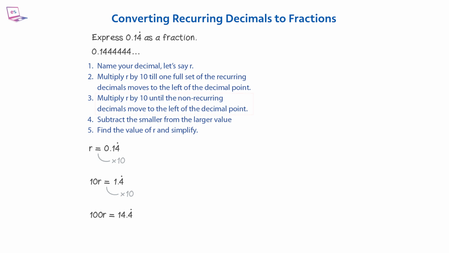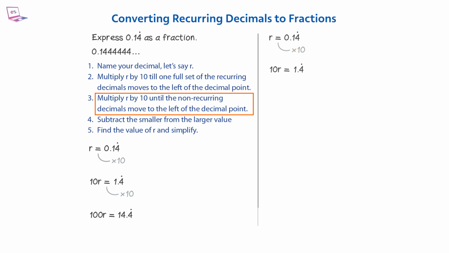Now, let's move on to step 3 and multiply r by 10 until the non-recurring decimals move to the left of the decimal point. In this example, we need to only move the number 1 to the left of the decimal point. So, it is enough if we multiply r by 10 once. On multiplying both sides by 10, we get 10 r equals 1.4 recurring.